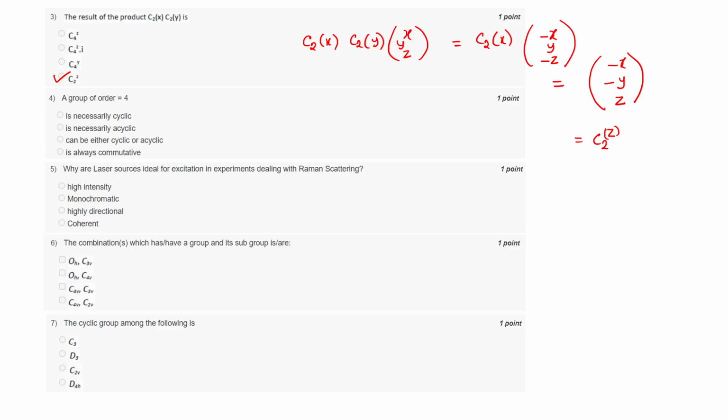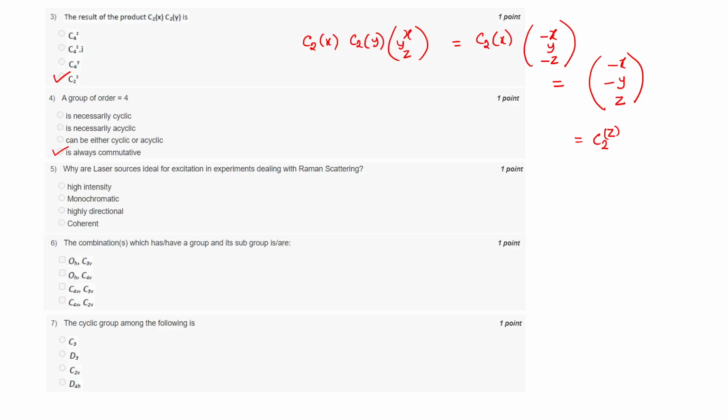So if there is only one option and you know that, commutative is going to be the answer because that's the definition of a group, it should be commutative. If it is an MCQ kind of answer, then obviously you go for the first one. It is not necessarily cyclic, not necessarily acyclic. It can be either cyclic or acyclic. You don't have to go for those.